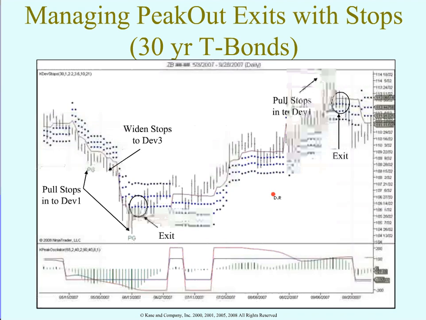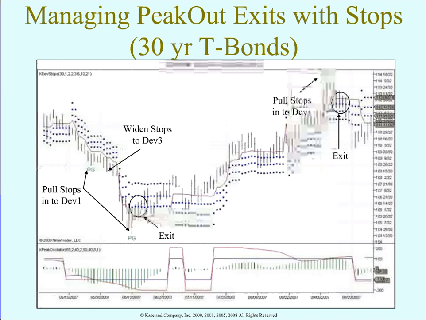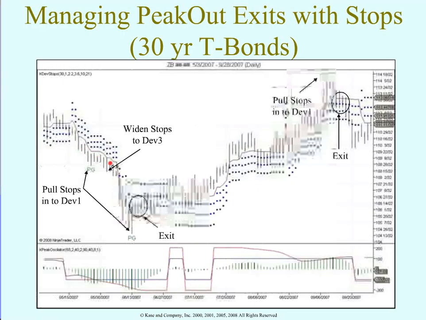The next slide shows some examples where there aren't any divergences, but we do see peakouts. The peakout globals, peakout locals, basically overbought and oversold signals. In this case, we see the same thing. The market's falling and we get a peakout global. Instead of exiting any of our position, because we treat this as a warning, we pull stops into Dev 1, and the market never hits Dev 1 at all. Once the market makes a new low, lower than the peakout global low, we widen our stops back out to Dev 3.